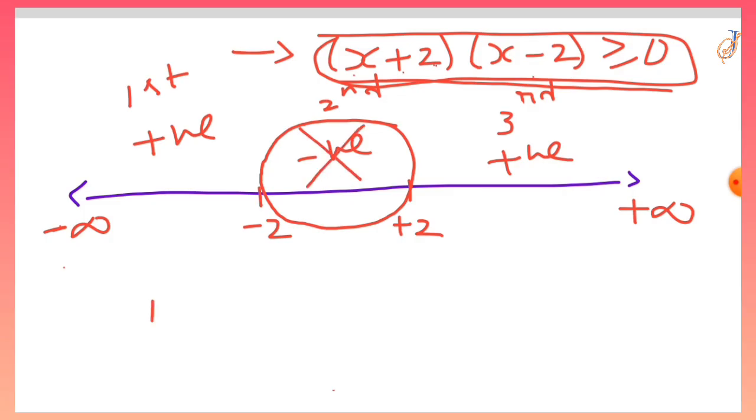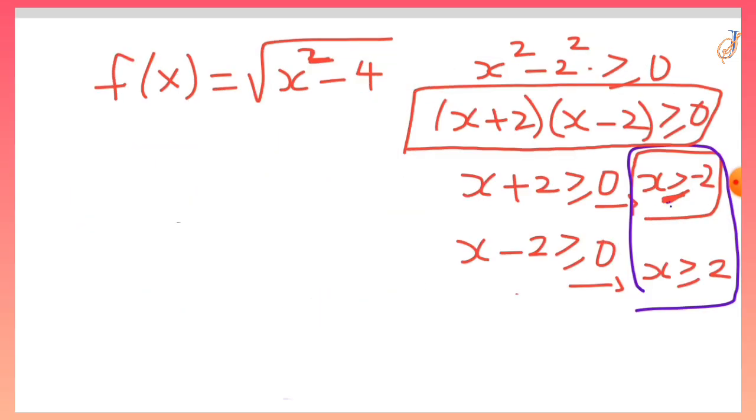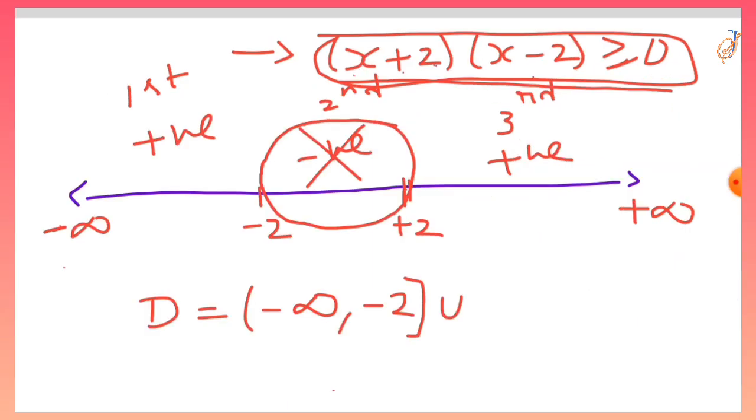That's why the domain is going to be minus infinity to minus 2 closed bracket, because of the equal sign, union, and here also greater than or equal to 2, that means equal sign. That means you have to start at 2, then it goes up to infinity. This is the domain of this function.